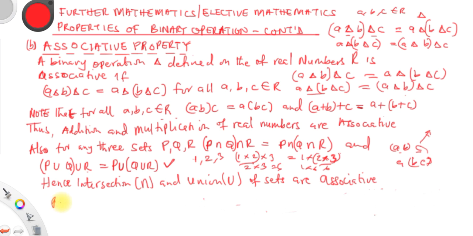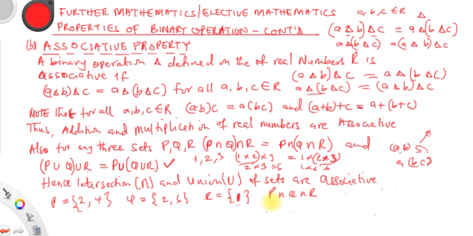So let's say we have the set P equal to 2 and 4. And then Q is equal to 2 and 6. And then R is equal to 1. You want to find P intersection Q intersection R. This is what you want to find. P intersection Q intersection R means the elements that belong to all the three sets, that are common to all the three sets.